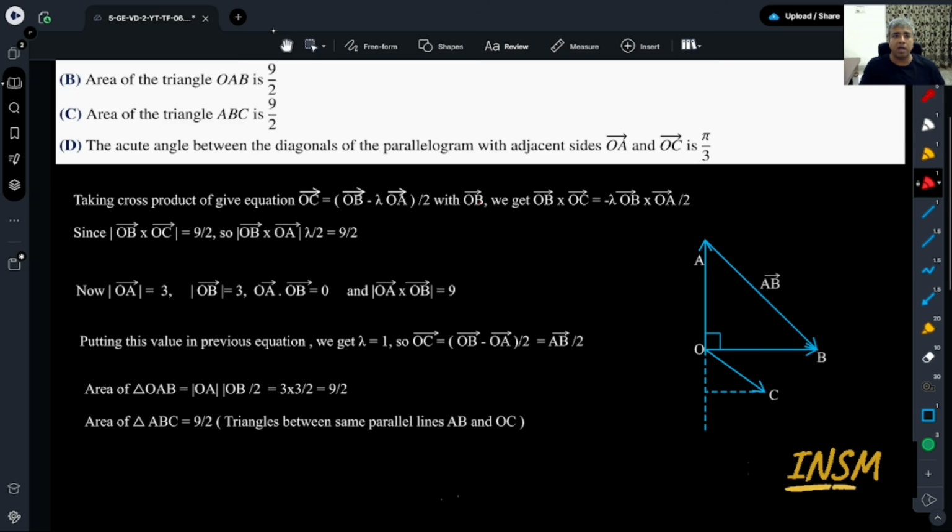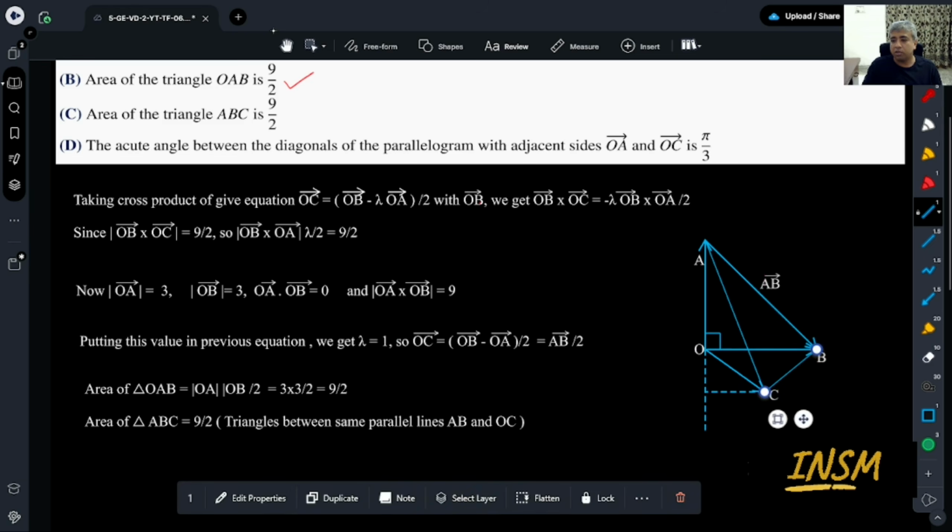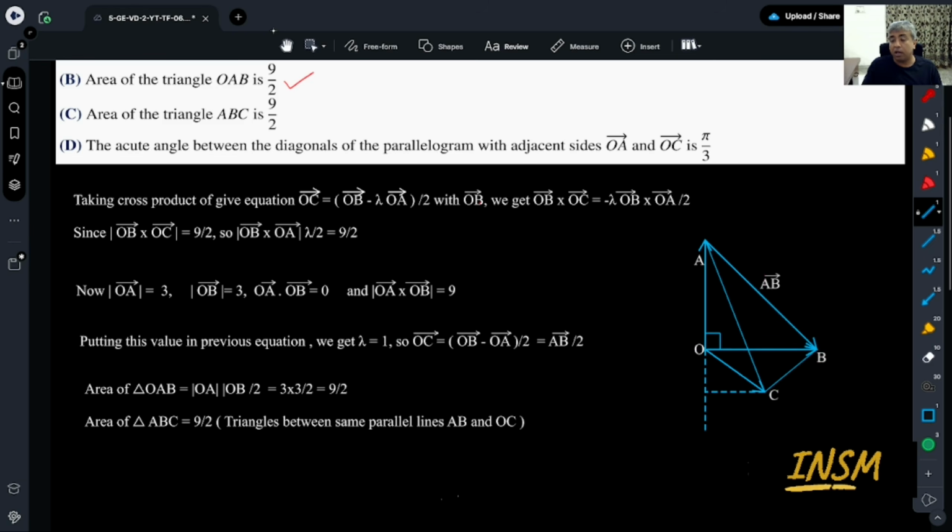Okay, area of triangle OAB is 9 by 2. We can find that from this information. Next, it asks us the area of triangle ABC. So the area of triangle ABC would be something like this, if we join A and C, and you join C and B.